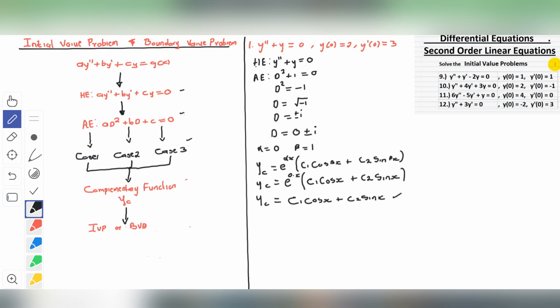You can start by saying y of 0 is equal to 2. Therefore, where we see y, we're going to replace it with 2, and where we see x, we're going to replace it with 0, right? So y is replaced with 2, and then we have c1 cosine of, where we see x, we replace it with 0. Therefore, we have cosine of 0 plus c2 sine of 0, right?